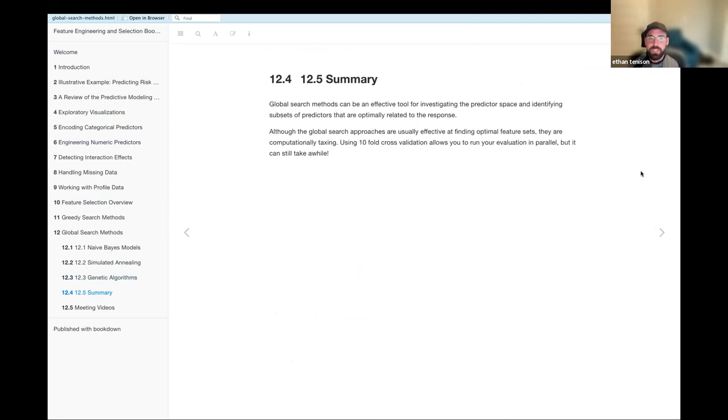So that's pretty much it. Both of these methods are really great ways of investigating your predictor space, identifying the best predictors in the fastest amount of time. I know for genetic algorithms, there are many packages out there that are really, really easy to use. And so you don't need to necessarily concern yourself with all of the really complicated cross-validation. I haven't seen one for simulated annealing, although I'm sure there is one.